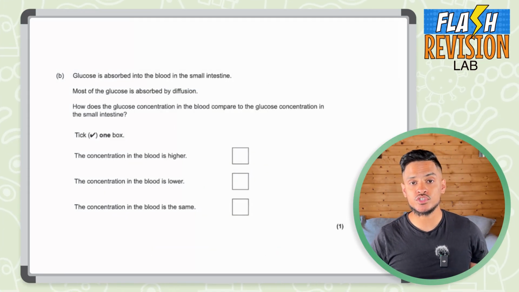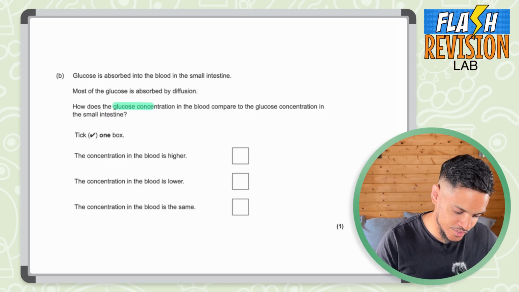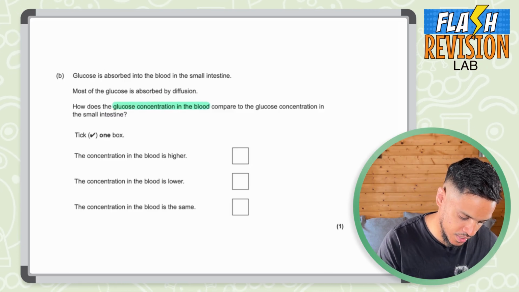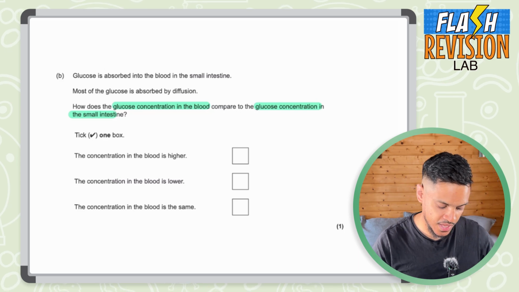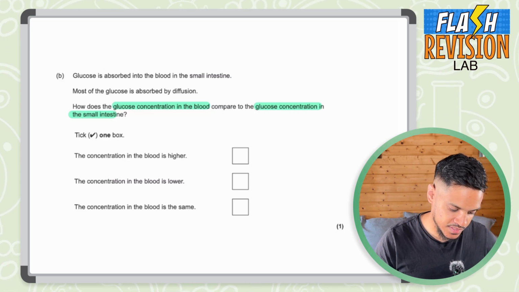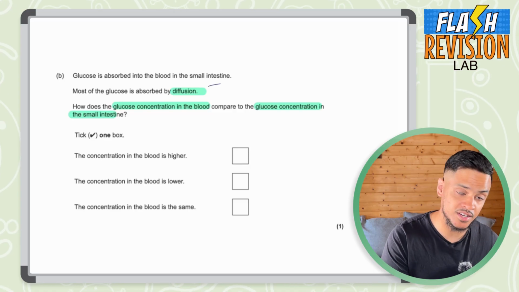Here we have a multiple choice question on diffusion. So the question asks, how does glucose concentration in blood compare to the glucose concentration in the small intestine? And just before that, it tells us that most of the glucose is absorbed by diffusion. So that's our key point here.